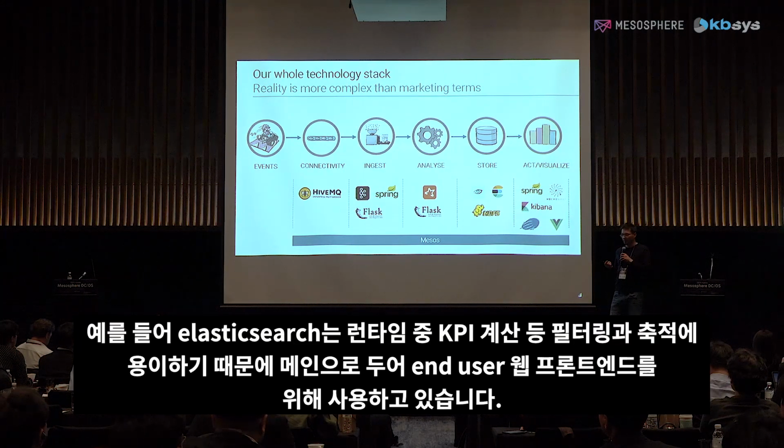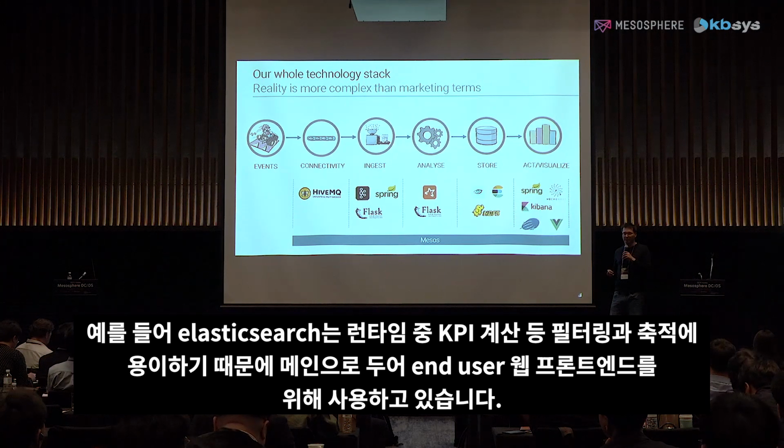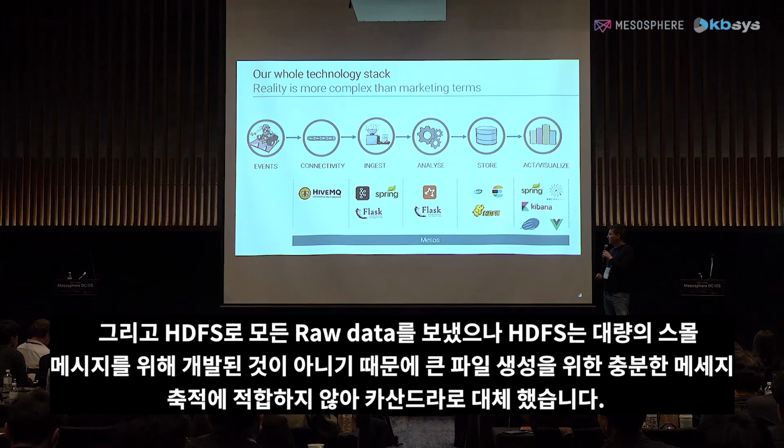For example, Elasticsearch is really our main database for the end user web front end, because it can do two things well: filtering and aggregating. And that's basically what you need if you want to calculate some kind of KPIs during runtime. And that's what Elasticsearch is really good for. So the raw data all ends up in HDFS.